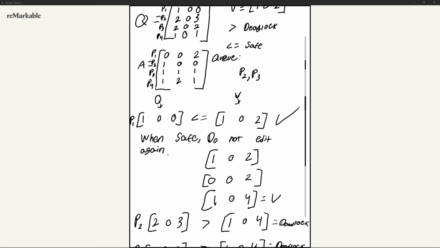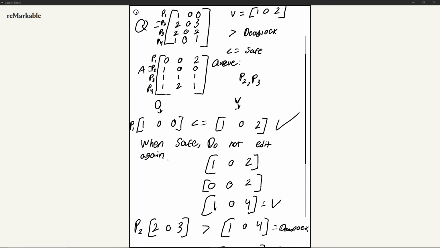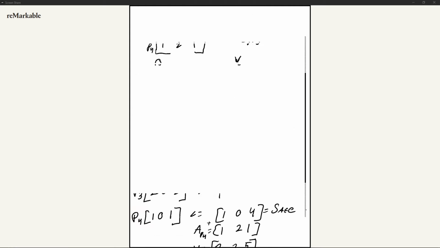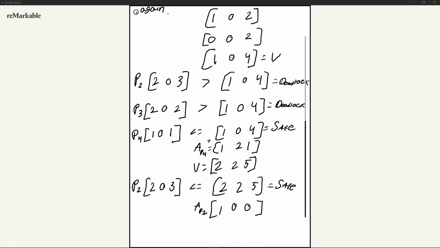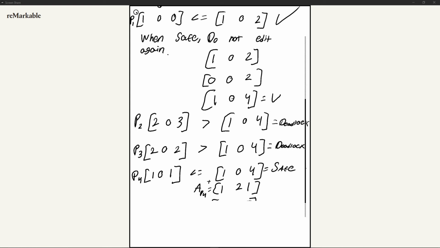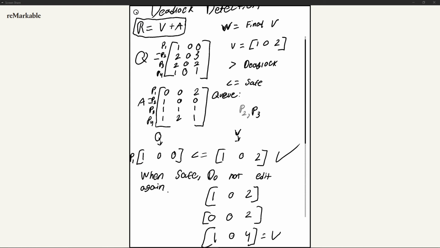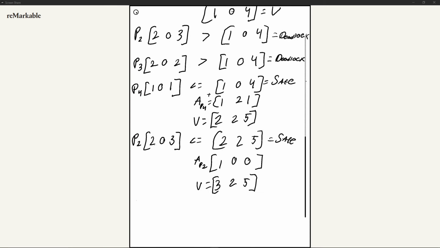So now A sub P2 is 1, 0, 0. Let's go ahead and add 1, 0, 0. And now our brand new V is 3, 2, and 5. Okay. And we can now erase it from our queue here. Last but not least, we have P3. Obviously, we can look at P3 here and just say, yep, it's safe. But I'll write it down again just to make sure.